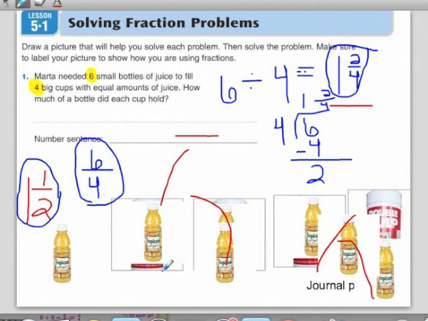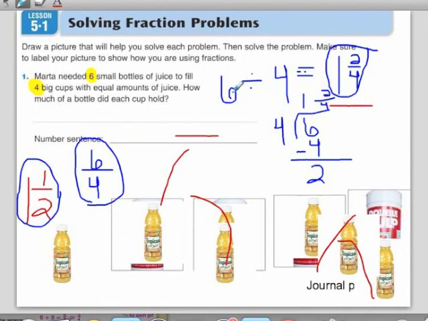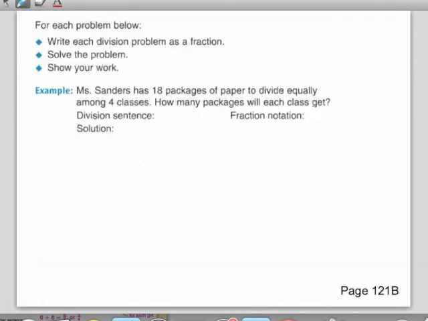All right. Okay, so what I want you to do is make sure that today for each problem that you write the division problem as a fraction. Okay, so notice on here I wrote it as a division problem, 6 divided by 4, but then I turned it into a fraction, 6/4, or I did the division so that I got my actual answer on that one. Solve your problem and show your work.